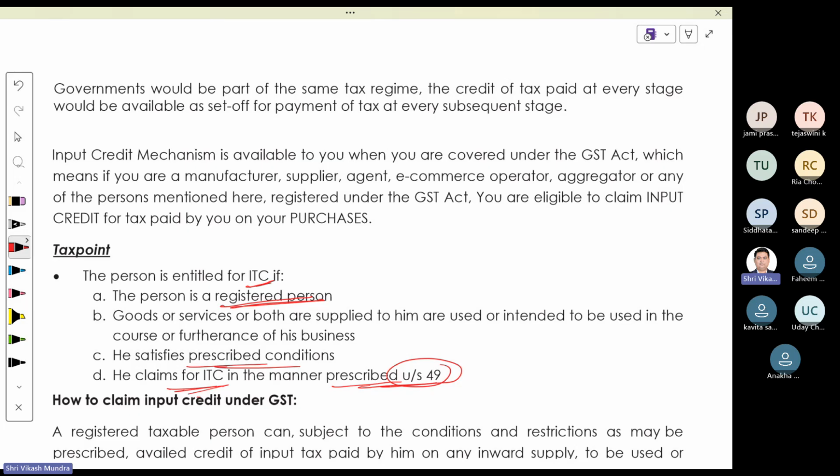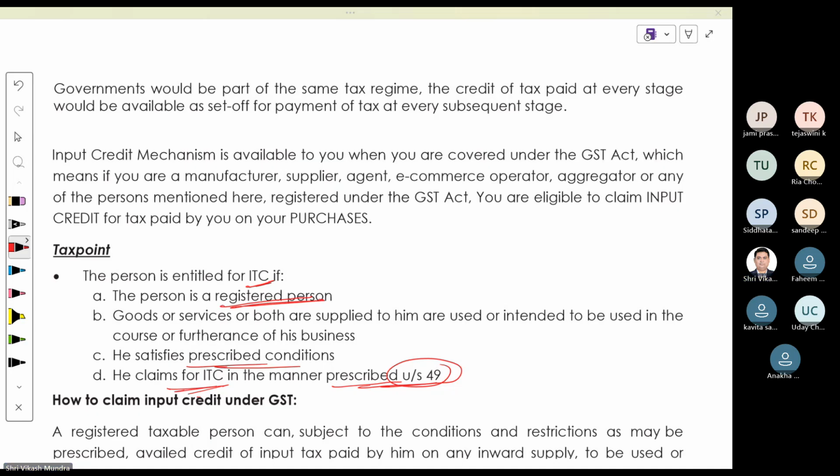If these basic conditions along with some more conditions are satisfied, then only you are eligible for ITC. What are the basic conditions? The basic condition is that you are a registered person. The goods or services or both which you have bought should be used or intended to be used in the course or furtherance of business. You are supposed to satisfy certain more conditions, and that ITC should be claimed in the manner prescribed under section 49. If these conditions are fulfilled, then you can think about claiming ITC. Otherwise, forget about that.